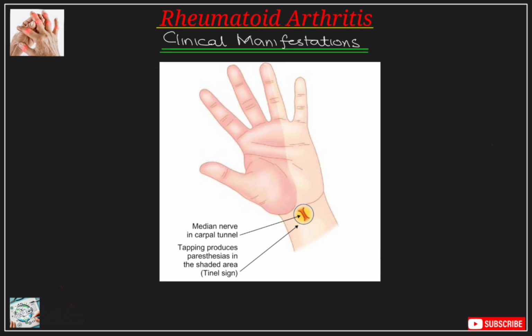The wrist joints are also involved in most patients with rheumatoid arthritis. Even early in the course of the disease, synovial proliferation in and around the wrist may compress the median nerve, thereby causing carpal tunnel syndrome. Later on, this synovial proliferation may invade tendons and lead to rupture, most commonly of the extensor tendons.